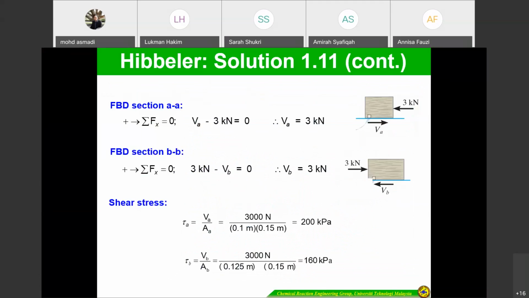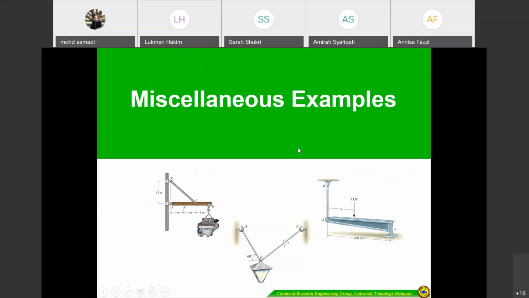Any questions about this one? So you can get the shearing stress. Any questions about the shearing stress? Oh, is it finished for the shearing stress?